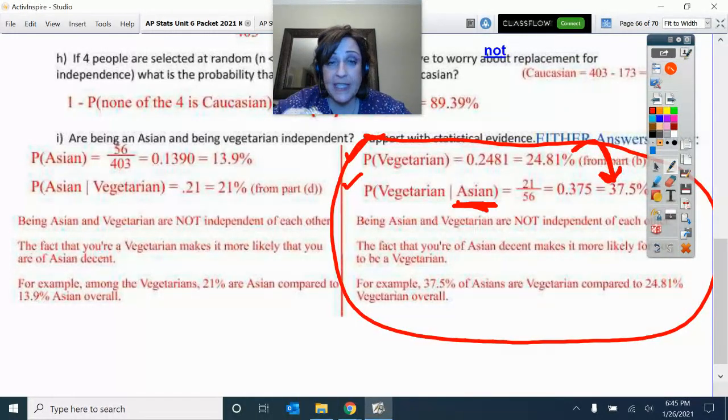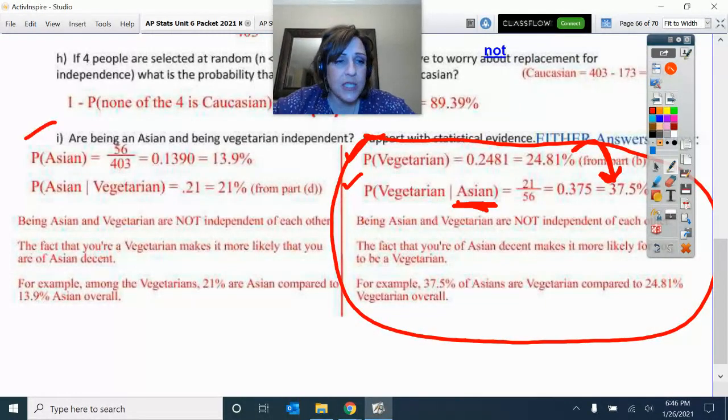Now let's talk about the things that you must include on your conclusion. You state being Asian and being vegetarian are not independent of each other. And then elaborate the fact that you're of Asian descent makes it more likely for you to be a vegetarian, and then give numerical statistical support. For example, then I put the numbers in there.